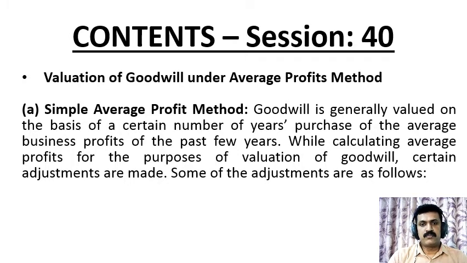Under simple average profit method, goodwill is generally valued on the basis of a certain number of years purchase of the average business profits of the past few years. While calculating the average profits for the purpose of valuation of goodwill, certain adjustments are made. Some of the adjustments are as follows.